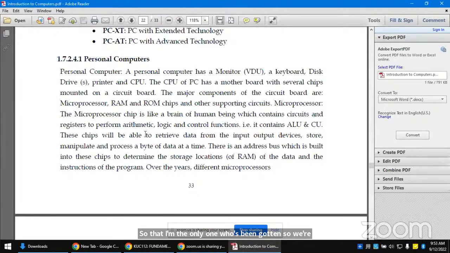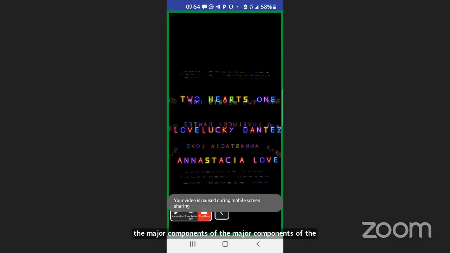So we are looking at the PC. Let me just recap because of the issues with the way you are trying to share, it's interfering with mine. So let me just repeat on personal computers. A personal computer has a monitor, which is the VDU, visual display unit, a keyboard, a disk drive, a printer, and a CPU. The CPU is the central processing unit. The CPU of a PC, a personal computer, has a motherboard with several chips mounted on a circuit board. When we look at hardware, I'll be able to display what a motherboard is. The major components of the circuit board are the microprocessor, the RAM, ROM chips, and other supporting circuits.